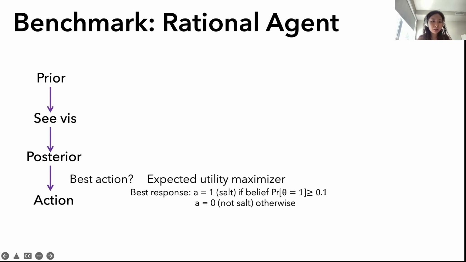So for example, if they believe the probability of freezing is greater than 0.1, they should choose to salt the parking lot to get a better payoff from the experiment. Otherwise, they choose not to salt.